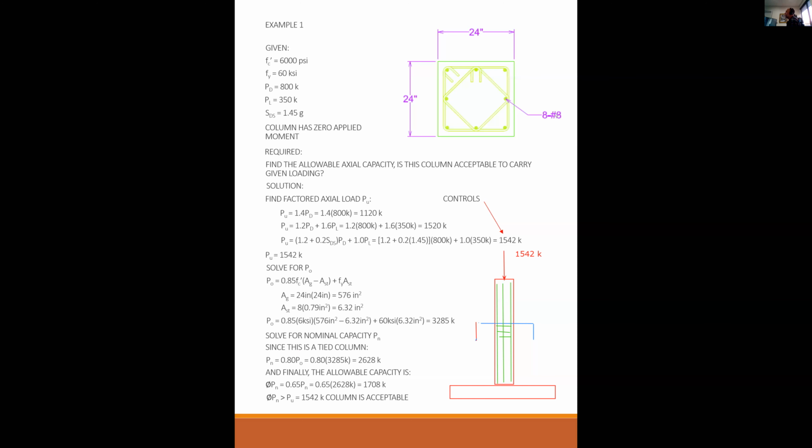Does that explanation help? Oh, okay. So the ties are just there to hold the rebars? Mm-hmm.